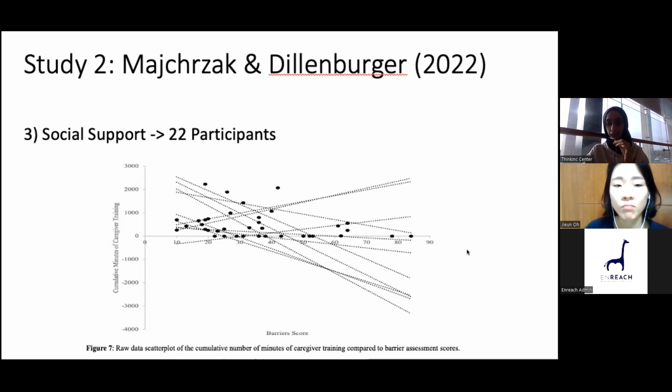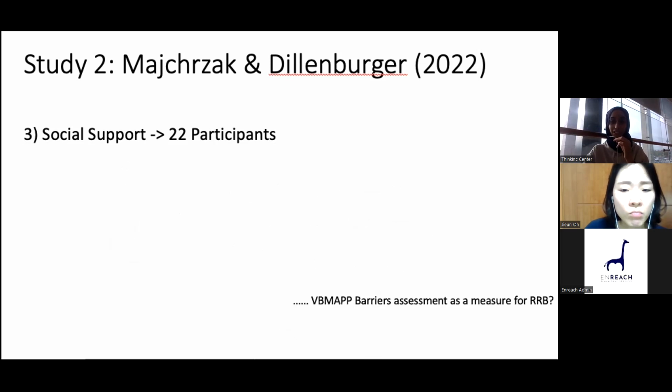But still, in this scatter plot that you can see in front of you, it shows the number of minutes of caregiver training compared to the barrier assessment scores, and you can see a lot of downward trends for the 8 participants that had the reduction in the barriers assessment scores. But again, with this part of the study, I found it a bit confusing. And why would they use the VB-MAP barrier assessment as a measure for repetitive and restricted behaviors?